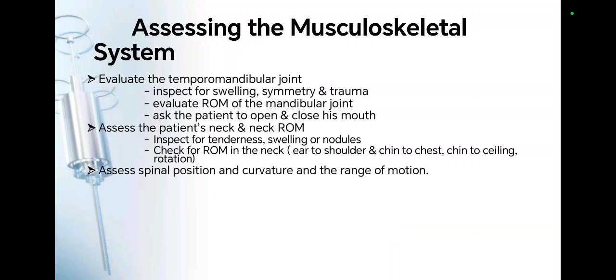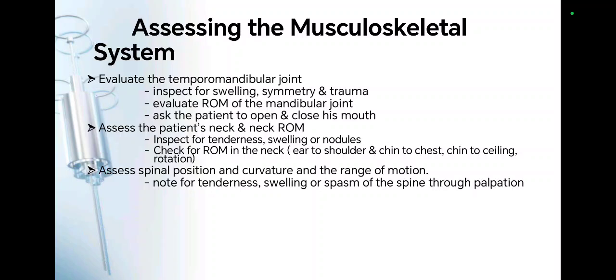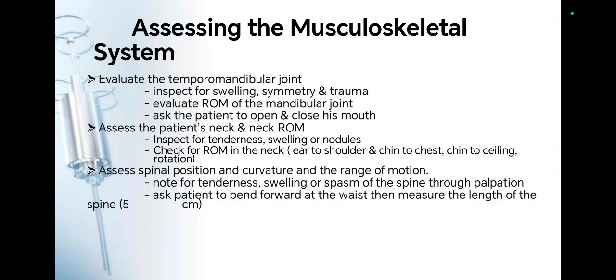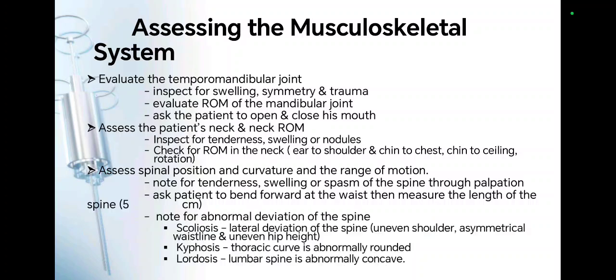Then assess for the spinal position and curvature and the range of motion by asking the patient to lean forward in the sitting position to check for the spinal curvature. Note for any tenderness, swelling, or spasm of the spine through palpation, and ask the patient to bend forward at the waist, then measure the length of the spine. So note for any abnormal deviation of the spine, such as scoliosis, kyphosis, kyphoscoliosis, or lordosis. If you can still remember the ones that I have discussed in the respiratory system, in the chest area, you have to take note of that.